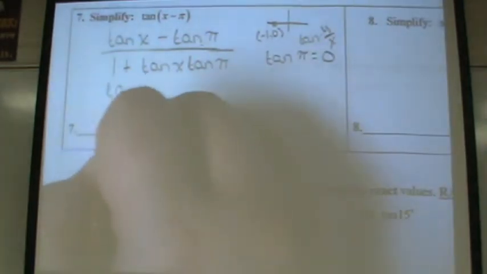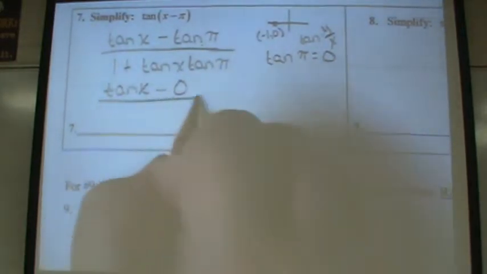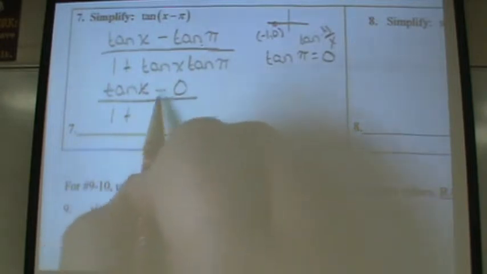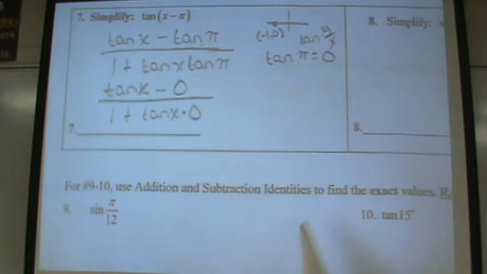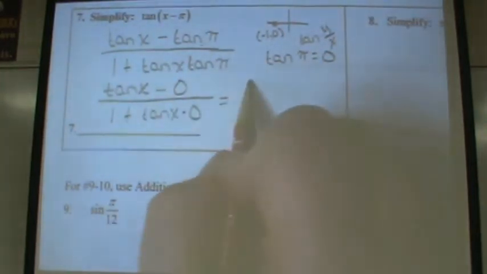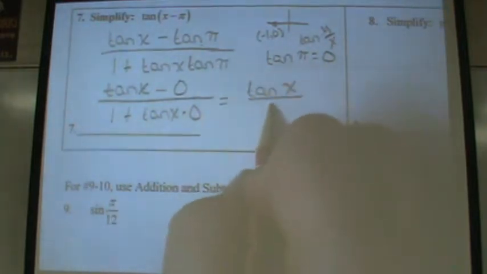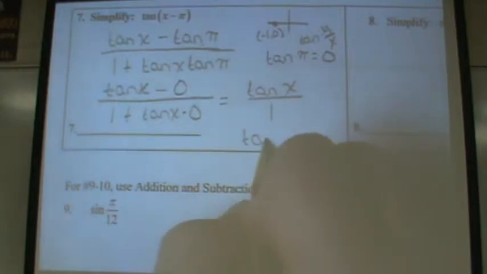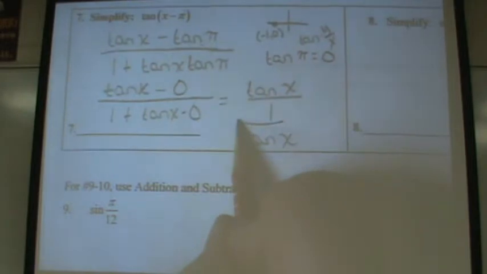So we still have tangent x minus 0 over 1 plus tangent x times 0. So when we simplify this, we end up with tangent x over 1, or just tangent x. So our final answer is just tangent x.